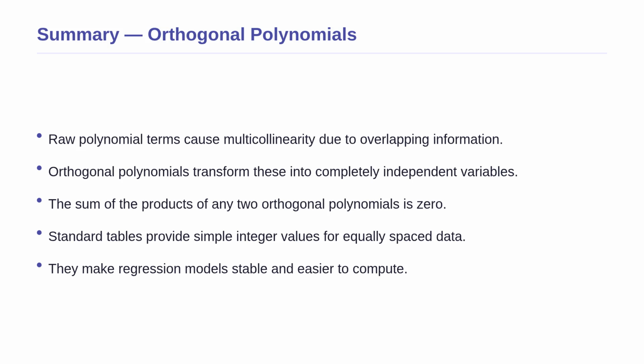Let us wrap up what we have learned today. First, we saw that using raw polynomial terms causes multicollinearity because the variables carry highly overlapping information. Second, we learned that orthogonal polynomials solve this by transforming those terms into completely independent variables, where the sum of their products is always exactly zero.